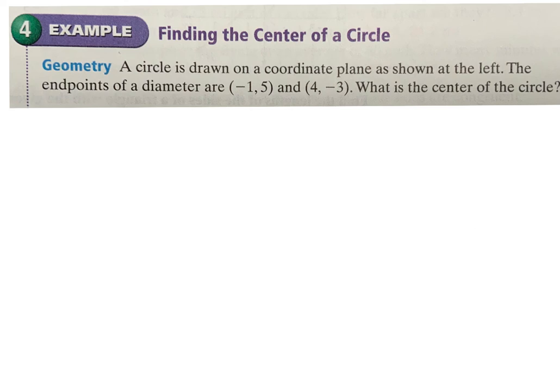All right? So we're going to do it exactly the same. Negative 1 plus 4 over 2. 5 plus negative 3 over 2. All right? And so we're going to get 3 halves and 1 there. 3 halves and 1, or 2.5 as they listed in the book. Or sorry, not 2.5, 1.5 and 1.